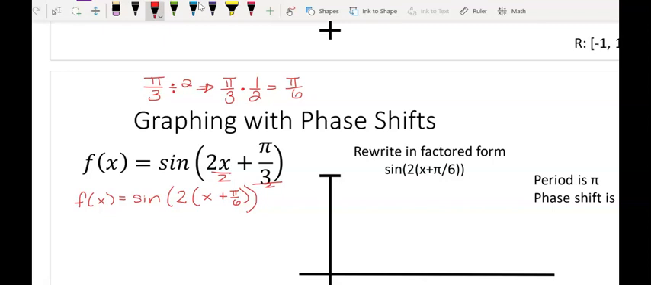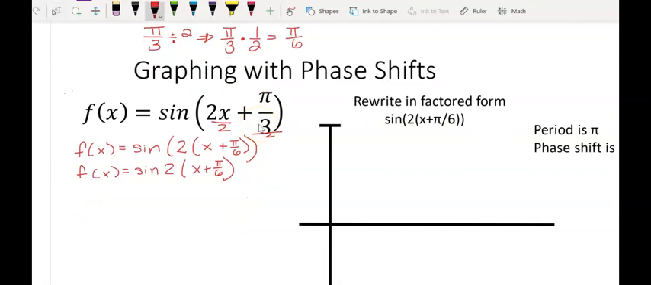You could also rewrite this as sine. You don't necessarily have to have that set of parentheses. It's the same exact gist, okay? So those are the same thing. So now I can clearly see that my A value is 1, my B value is 2, that H value here, again, remember it's the opposite sign, it's negative pi over 6. My K value on the outside is 0. Remember, if it's not there, it's 0.